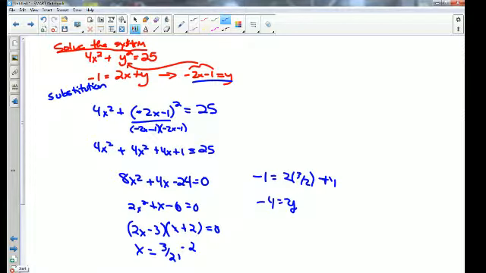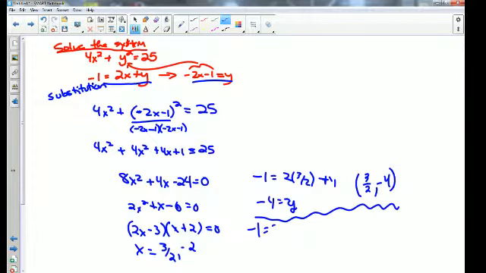Right. You with me? You're awful quiet. That worries me. I like it, but it worries me. Oh, it's not 2x? Substitute x in the equation. So my point there would be 3/2, -4, right? Okay, what's the other one? Three.